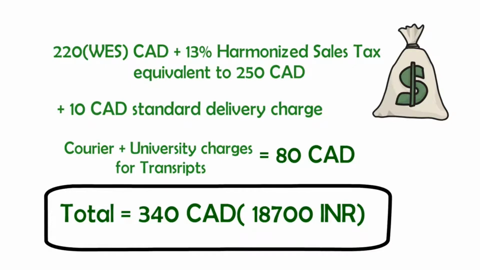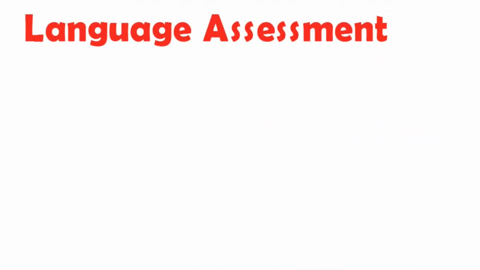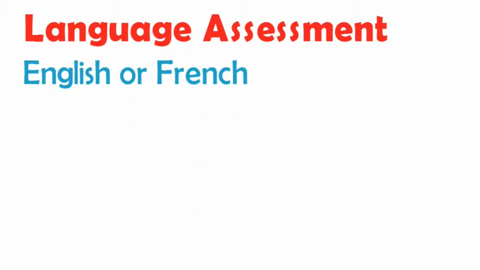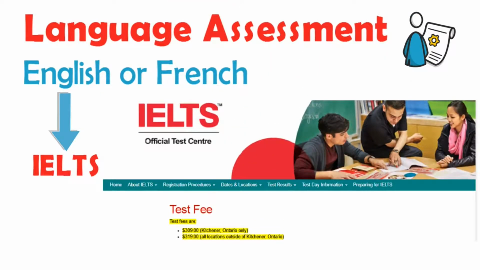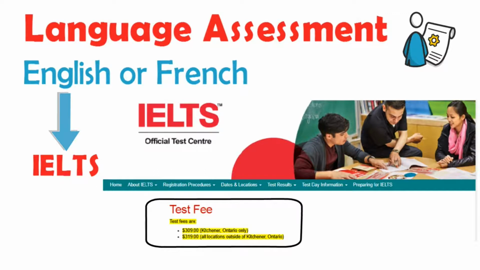When taking any example, I will be considering the country of residence as India, and $1 Canadian equivalent to 55 Indian rupees. You can convert this amount based on your country of residence. Next, you have to appear for a language assessment for English or French. If I consider IELTS for English, as many of you would go for the IELTS test, it is around $320 Canadian or 14,000 Indian rupees for a single attempt. This amount will vary depending upon your country of residence.